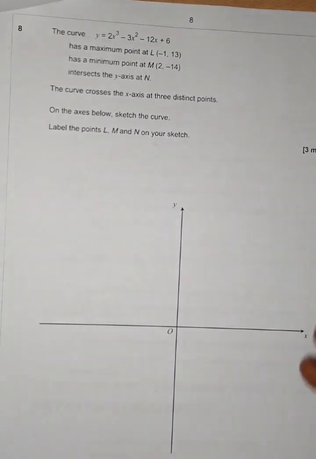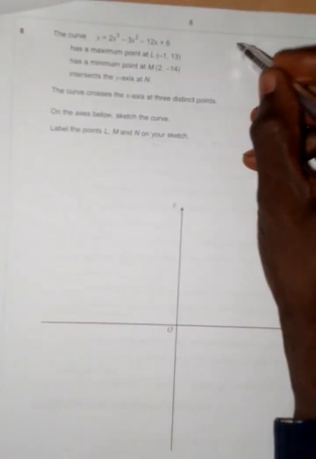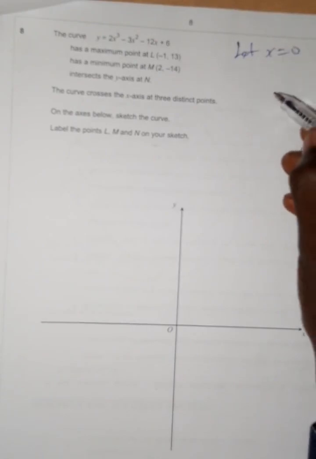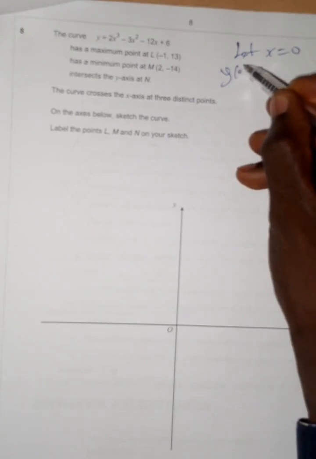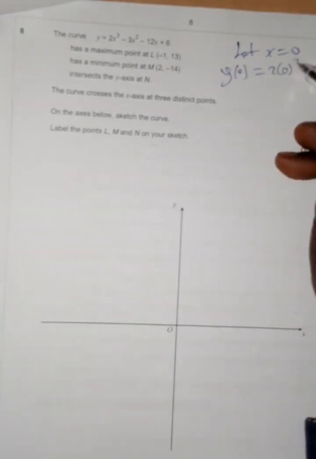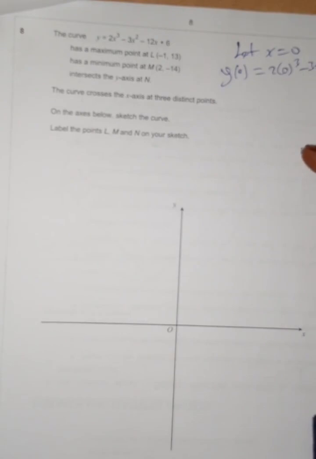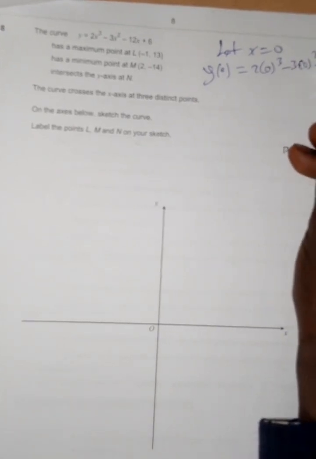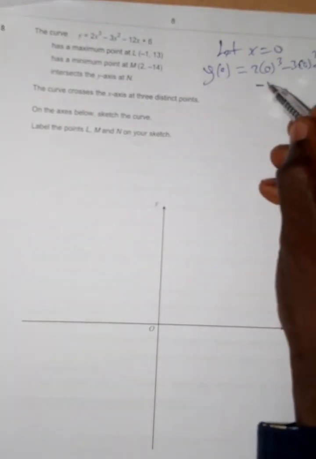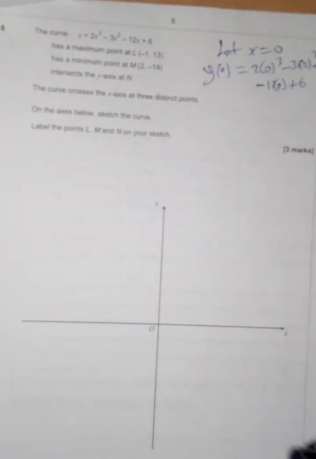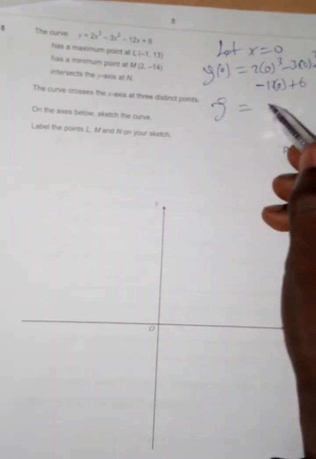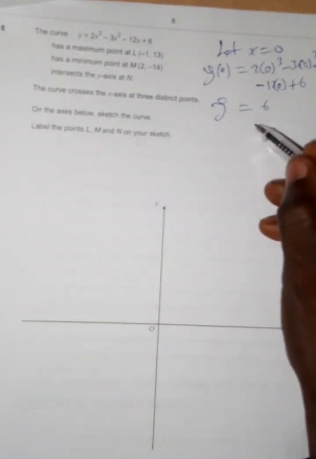So for us to sketch the curve, what we will do first of all is to let x be equal to 0, so that we'll find the first coordinate. So that will be y in bracket 0 equals 2 bracket 0 to the power of 3 minus 3 bracket 0 to the power of 2 minus, just a moment, so this will be minus 12 in bracket 0, then plus 6. So by this we will have everything here. The value of y will be plus 6. So the coordinate of the curve will be 0, 6.